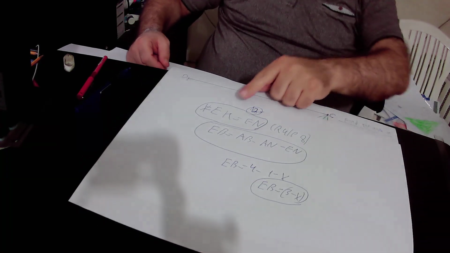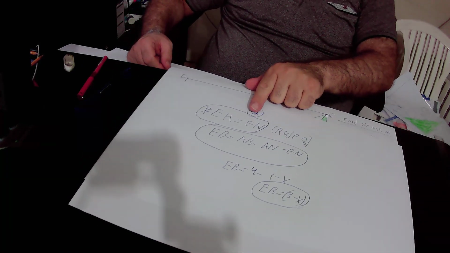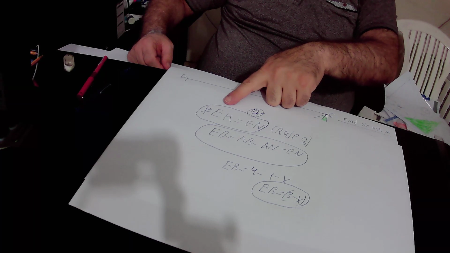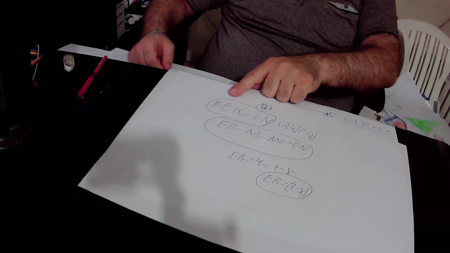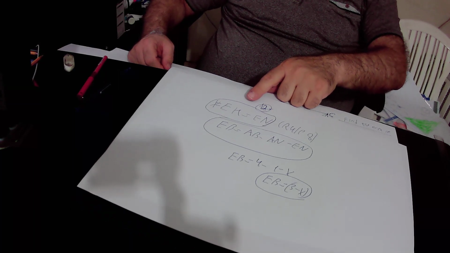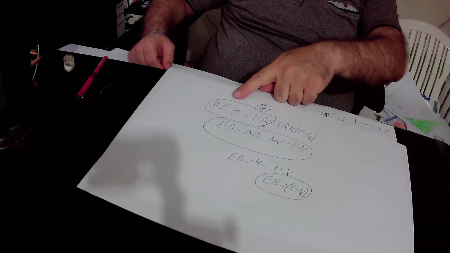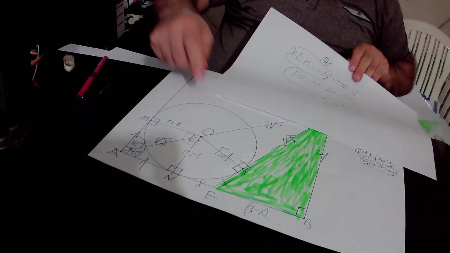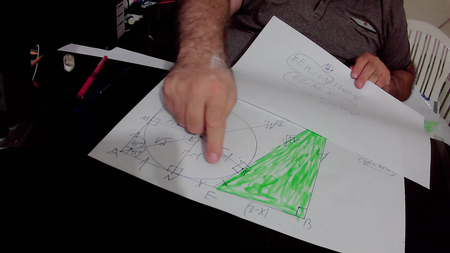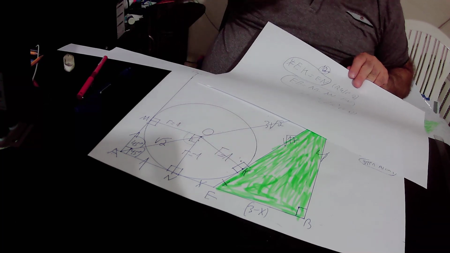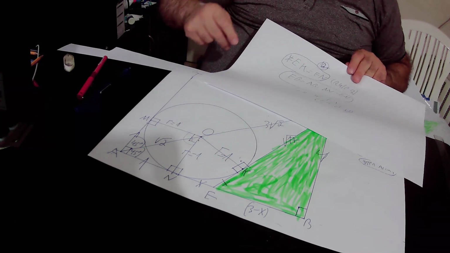According to rule number 8, EK equals EN. We defined EN as x, then EK will also be equal to x because they are equal to each other.